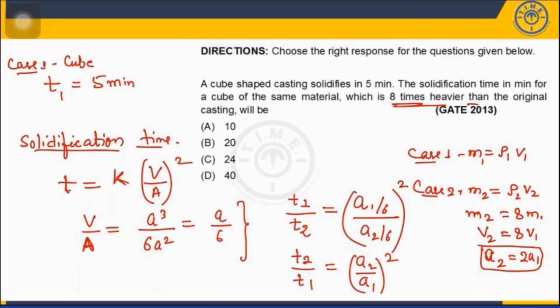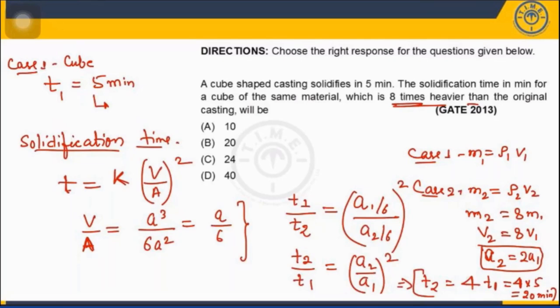Why? Because you want to calculate the solidification time of the second cube. So T2 can be written as A2 by A1 whole square times T1. What is this A2 by A1? A2 by A1 is 2 only. So this will become 4 times T1. What is the solidification time for the first one? 4 into 5, which is 20 minutes.